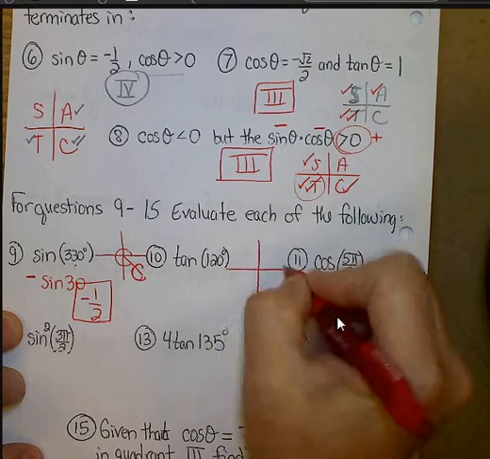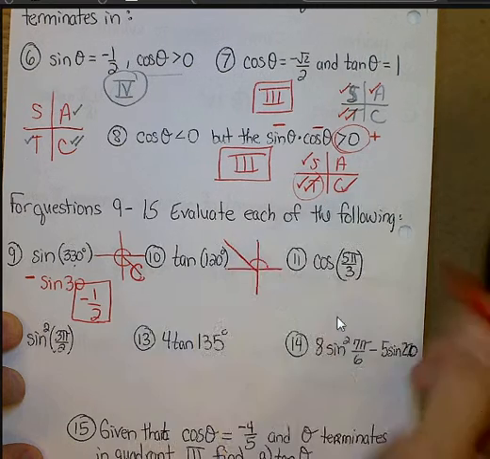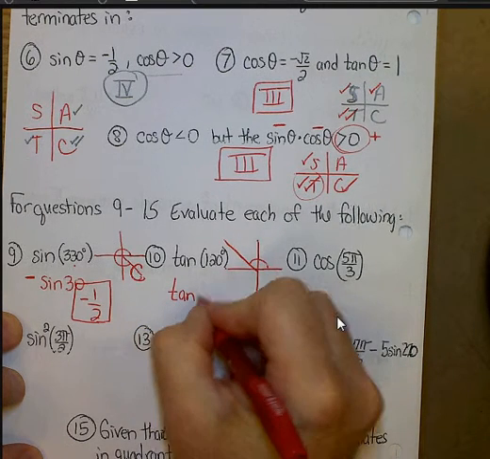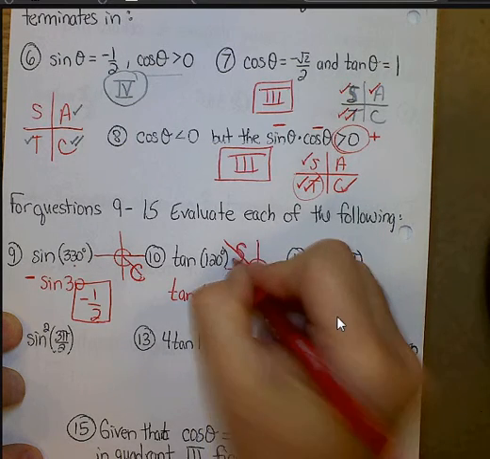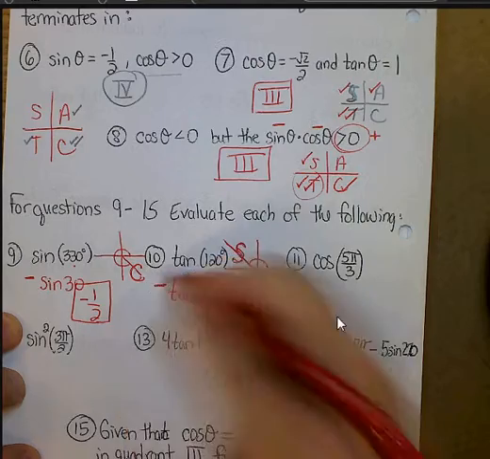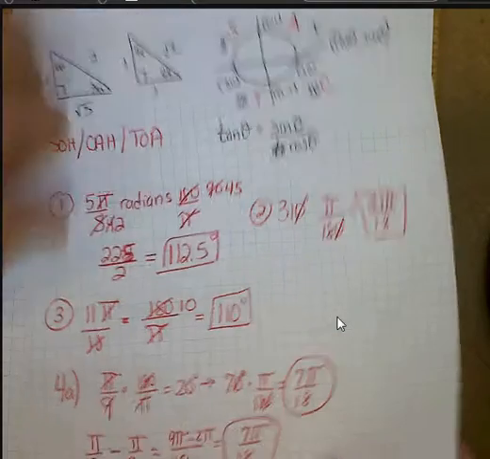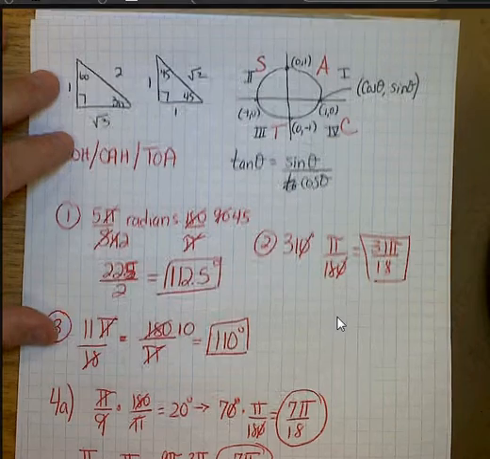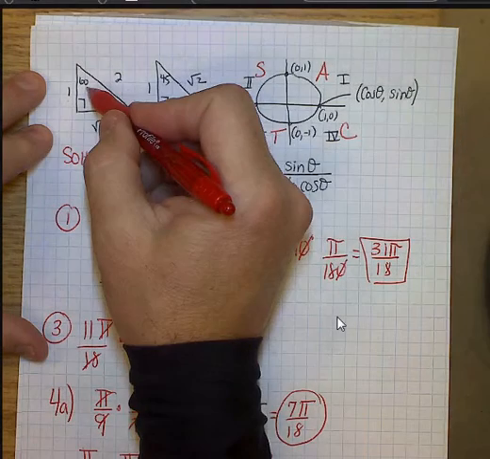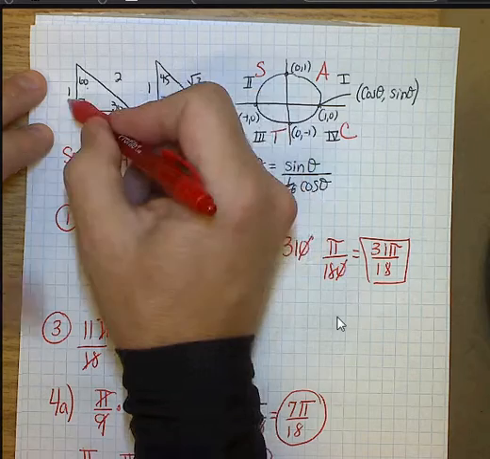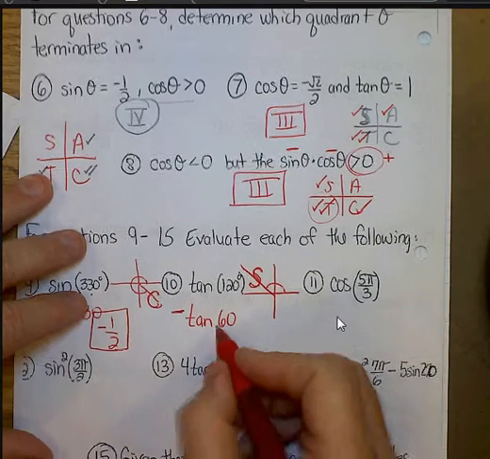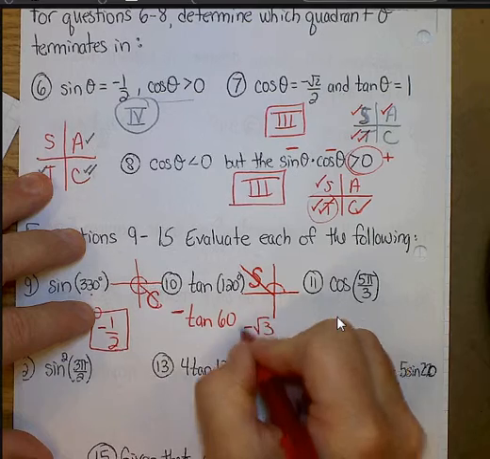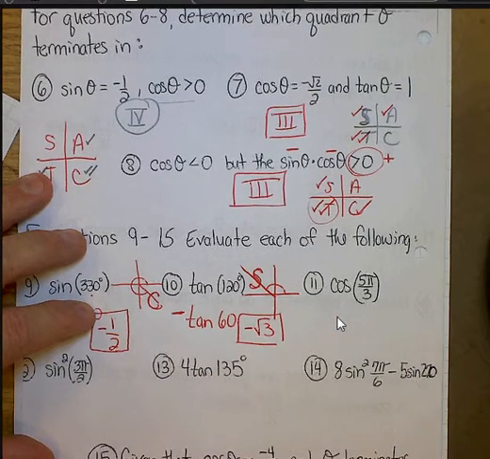Tan 120. Tan 120, that puts me in quadrant 2. How far from the x-axis? This becomes 60 degrees. But if I'm in the second quadrant, that's the quadrant where the sine's positive. What's the tangent? Negative. Once you get that down, then you go to your triangles. Same triangles as before. This time I want the tangent of 60. Here's 60, tangent, opposite over adjacent. That's the square root of 3 over 1. So come back to my paper. So negative tan 60 is going to be negative the square root of 3 over 1, which is just negative the square root of 3.